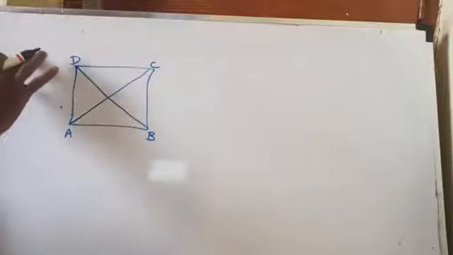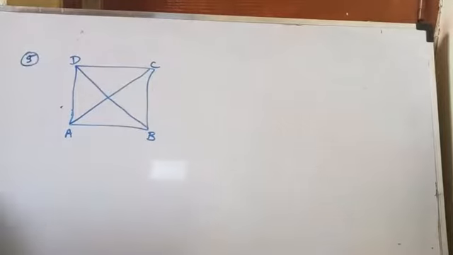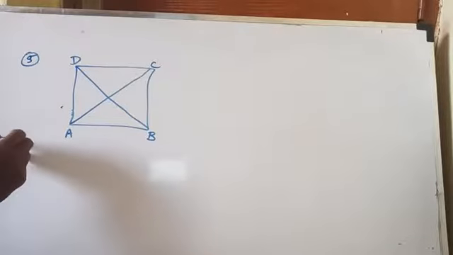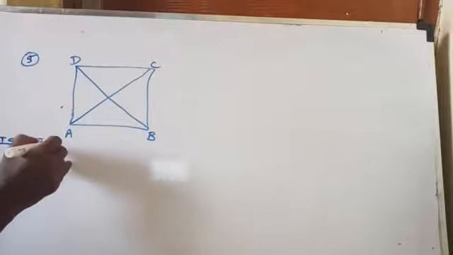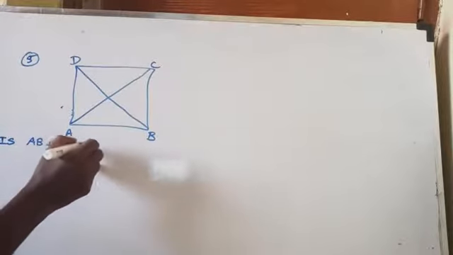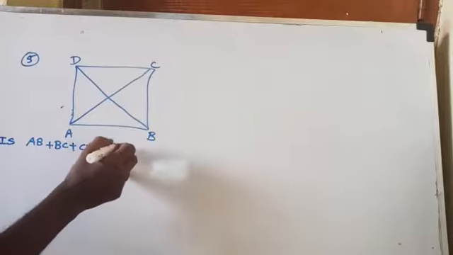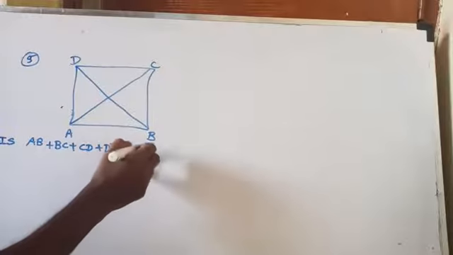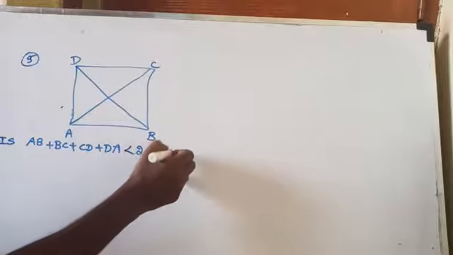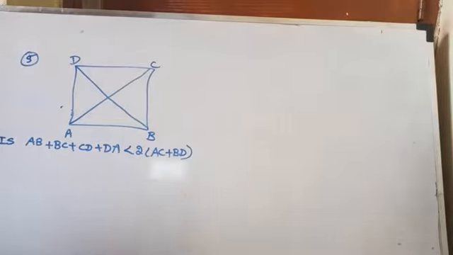Look at question number 5. In the quadrilateral ABCD, prove that AB plus BC plus CD plus DA is less than 2 times of AC plus BD. So first, we join the diagonals.